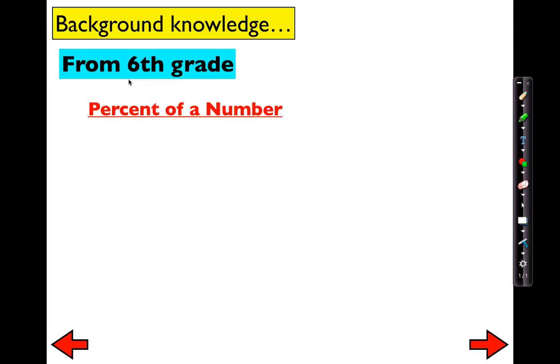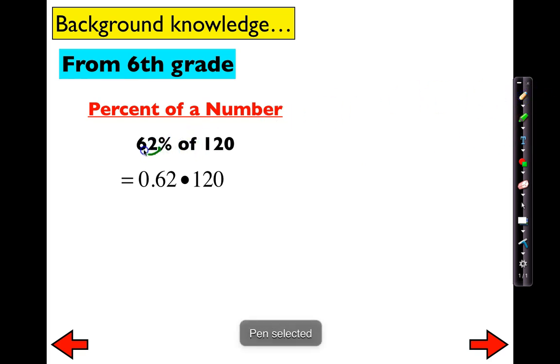So from 6th grade, hopefully you remember how to find the percentage of a number. So essentially you are multiplying. Now when you multiply, you need to make sure you turn your percent into a decimal. So just moving that decimal over 2 places to your left will do the trick, and you'd be able to multiply and you would be able to get an answer.